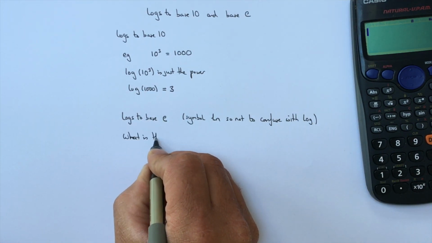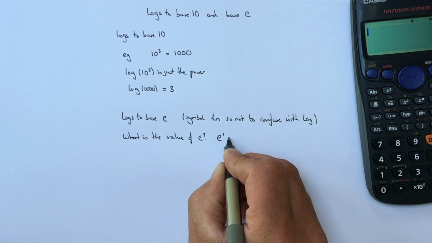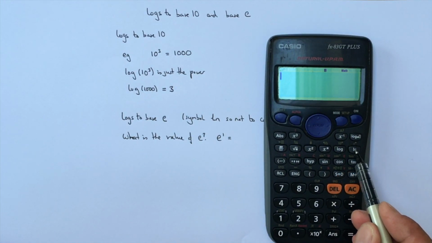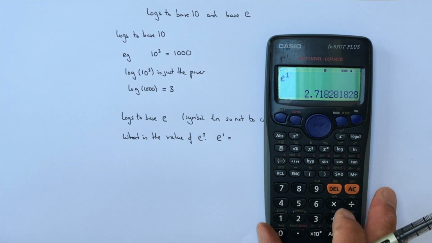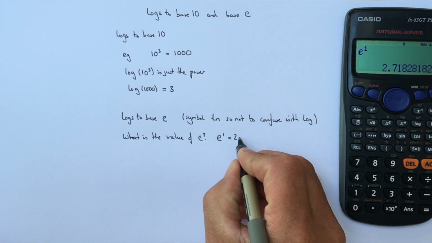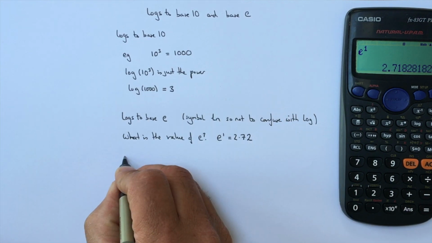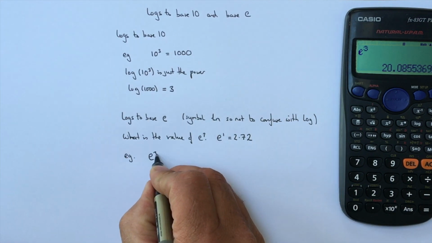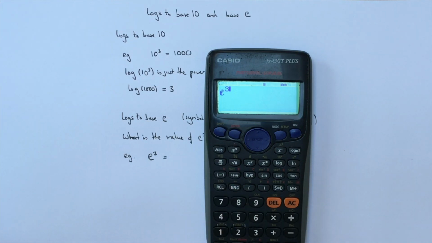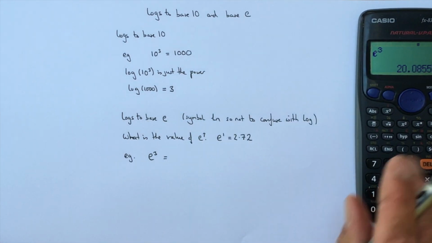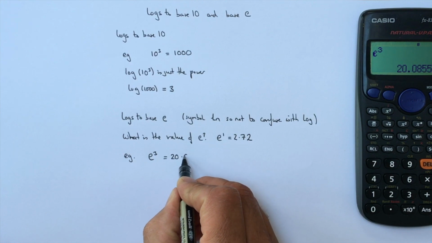Well, we can work that out by doing e to the power of 1. You can find e to the x on the inverse, the shift of the ln button. So e to the 1 is just equal to 2.72. So for example, e to the 3 would be equal to 20.1. Sorry, I've written 20.0.